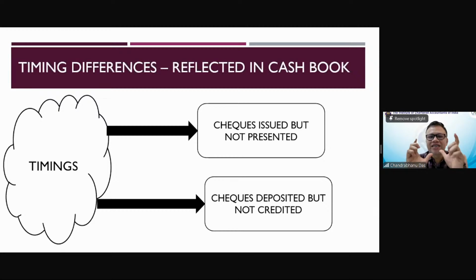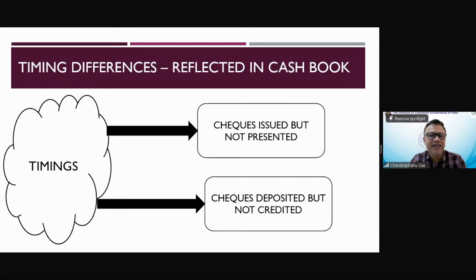So that's why with checks there is always a time lag, and this timing difference is mostly from the company side. The information is with the company, not with the bank. Try to understand, I am repeating: the timing difference exists because the information is with the company. I got a check, I entered it as a receipt. I issued a check, I entered it as a payment. So check issued is a payment.